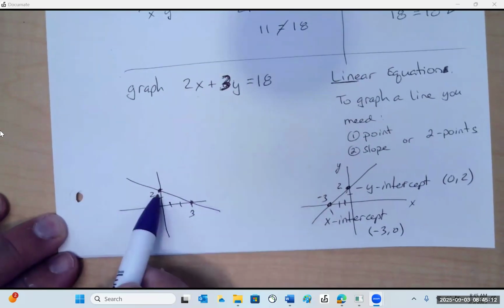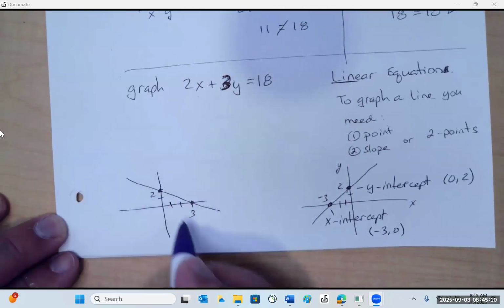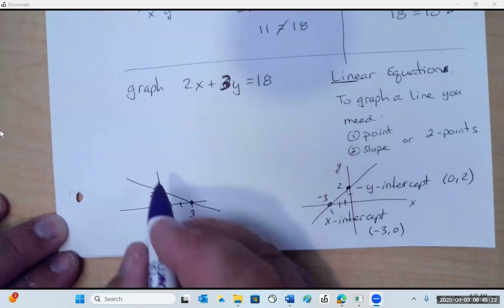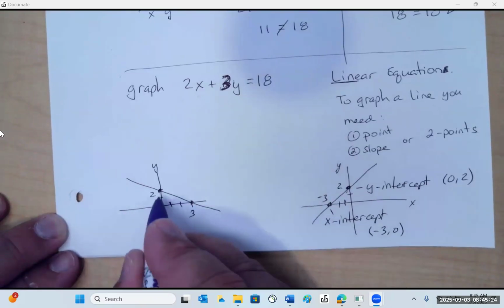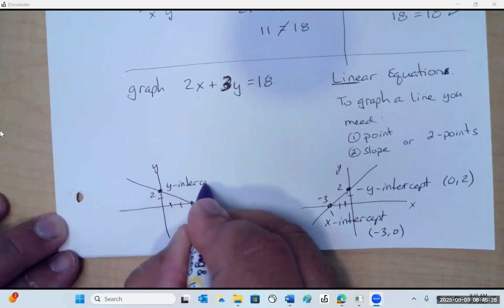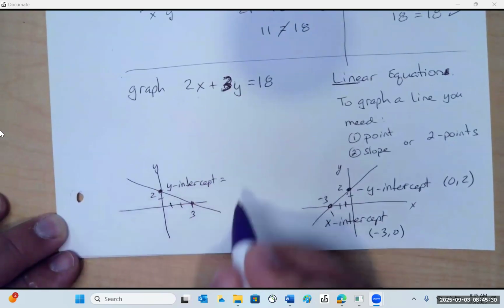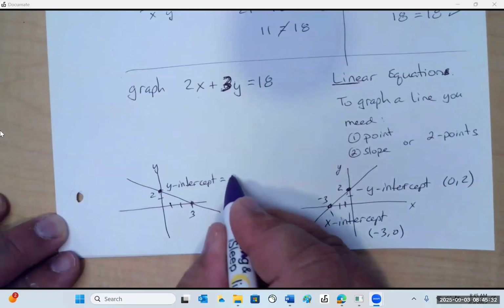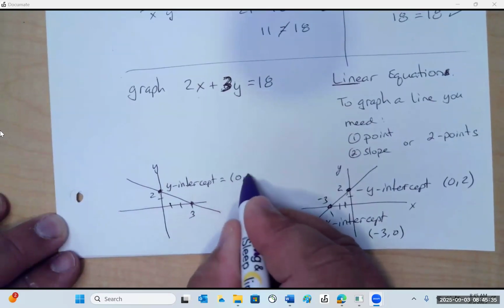So what's that point called? Which axis is that? It's the y-axis. So this is the y-intercept. What's its location? 0, comma 2.